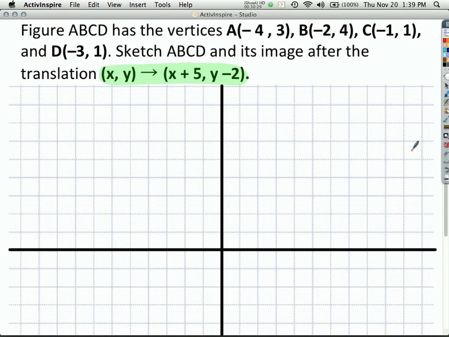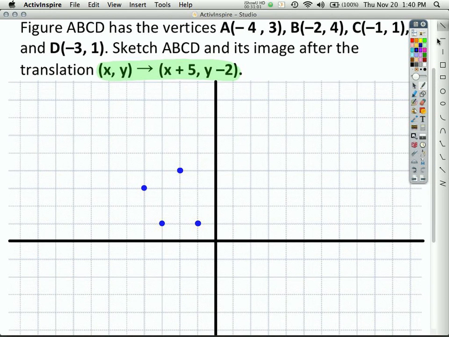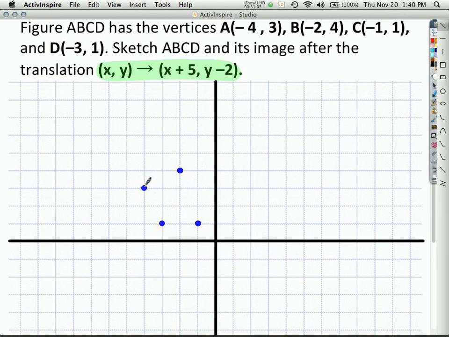So we're going to go -4, 1, 2, 3, 4, +3. That's point A. -2, 4, 1, 2, 1, 2, 3, 4. That's point B. Point C is -1, +1. And point D is -3, 1. 1, 2, 3. And we are going to connect the dots to form a figure. So do your best to accurately connect.